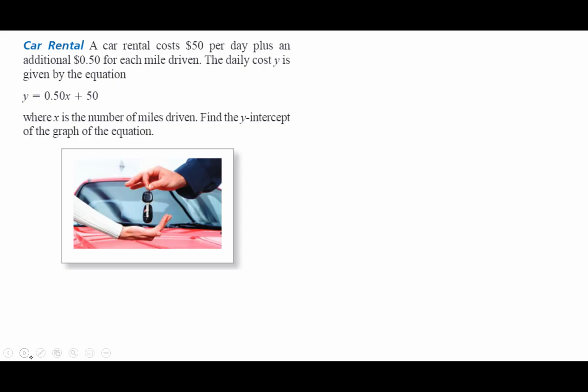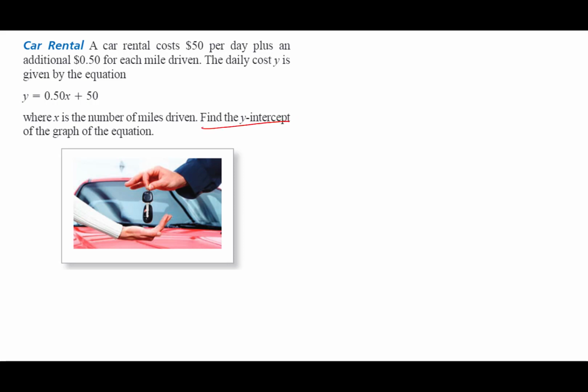A car rental costs $50 per day plus an additional 50 cents for each mile. The daily cost y is given by the equation y = 0.50x + 50, which is already in slope-intercept form, where x is the number of miles driven. Here's your question: find the y-intercept.